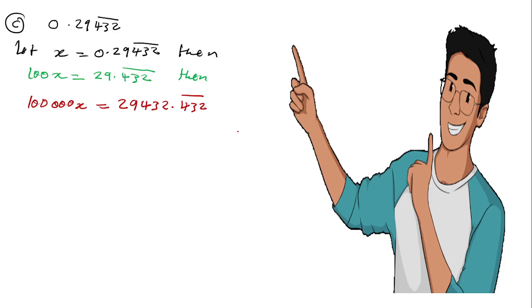Then 0.29432 by x is going to be 29.432 bar, like that, because this will move 1, 2. Is that okay?